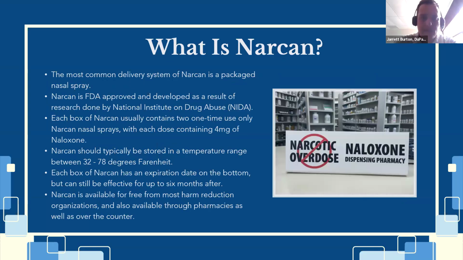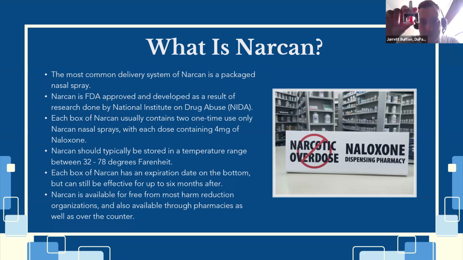The most common delivery system of Narcan, and I'll hopefully get this on camera here, is this little nasal spray. This is FDA approved, and each box of Narcan usually contains two of these. These are one and done, meaning you use it once and dispose of it. Each dose contains about 4 milligrams of naloxone. This should be stored in the Goldilocks zone, between 32 and 78 degrees Fahrenheit. If it gets to a low enough temperature, the medication inside can freeze. It can be thawed out and still have efficacy.